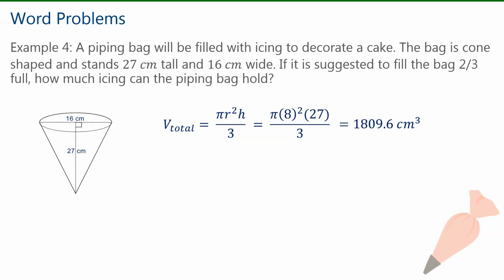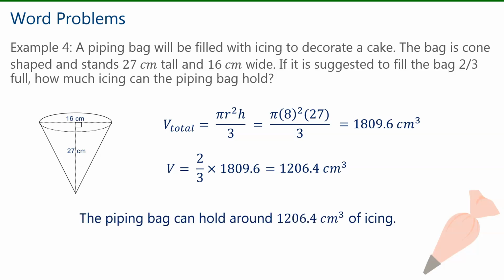So now we need to find 2/3 of that. So we just multiply our volume by 2 over 3. And again, you can do that on the calculator to give you a value of 1,206.4 cubic centimeters. So now just putting that in the statement, we can say that the piping bag can hold around 1,206.4 cubic centimeters of icing.